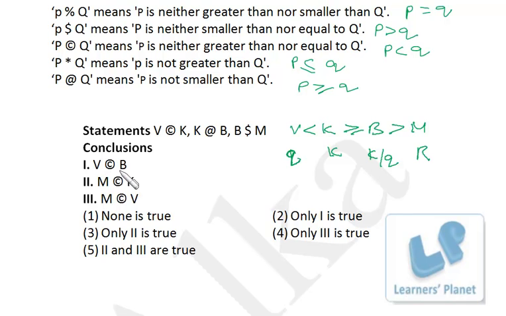Now first of all let's decode this. VCB, that means V is less than B. MCK, that means M is less than K, and M is less than V, right? Now V is less than B. V and B, we cannot establish a relationship between V and B because B is maybe king, maybe queen, but V is queen, so we cannot establish a relationship between V and B.